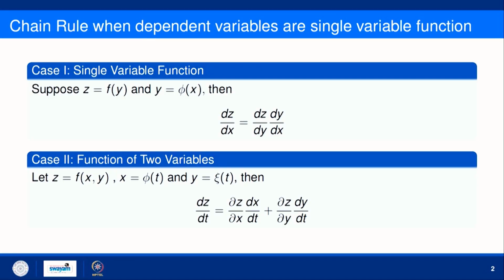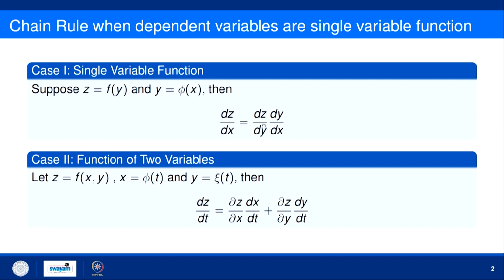First of all, let us start with a single variable function. We know that if z is a function of y, for example, and y is again a function of x, then if we want to find dz by dx, this is simply dz by dy into dy by dx. That is the chain rule for single variable functions.